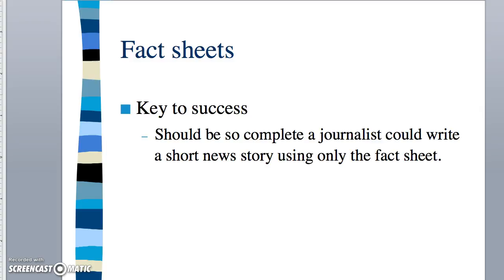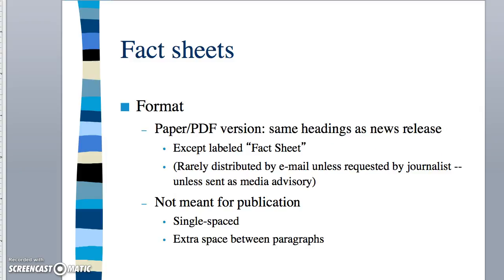So complete, a journalist could write a short news story using only the fact sheet, but you've just taken out everything but the basic who, what, when, where, why, how. So the O'Reilly Family Event Center opened today. The $13.5 million arena broke ground in May 2009, following a 2007 $6 million gift from the O'Reilly family. That's basically what you could write from a fact sheet.